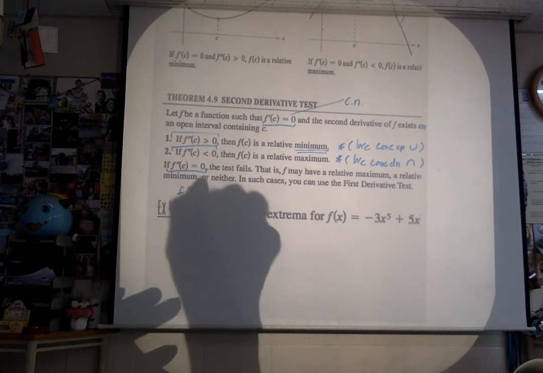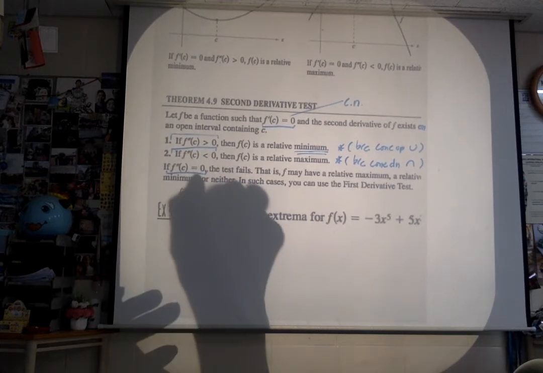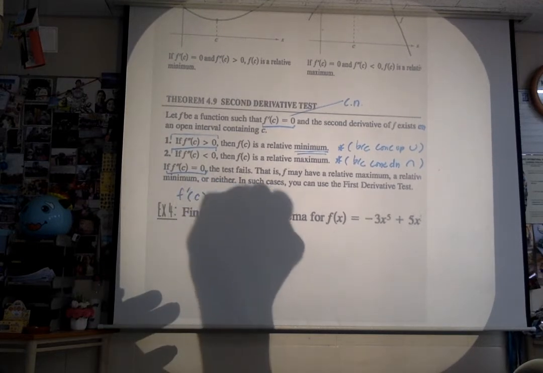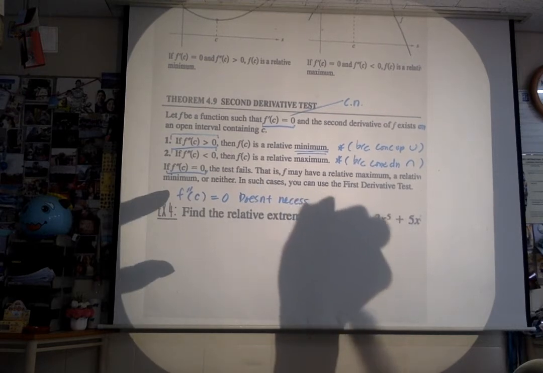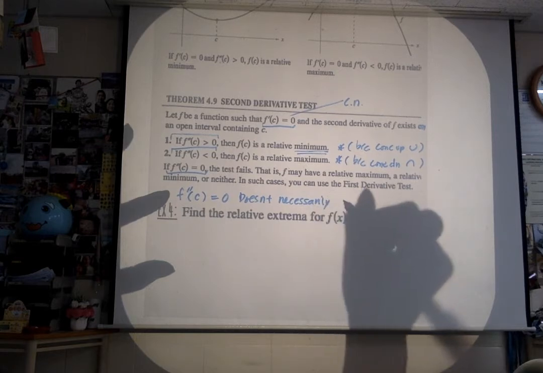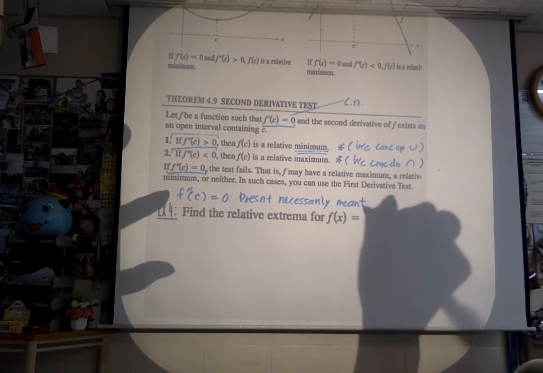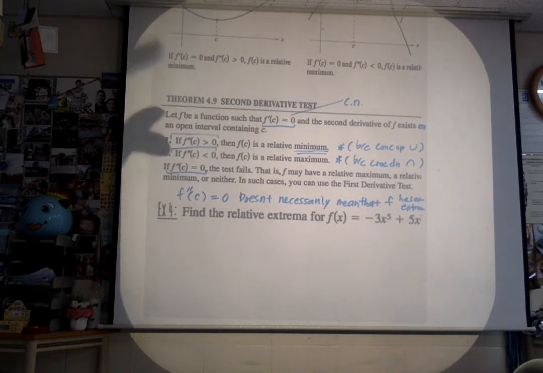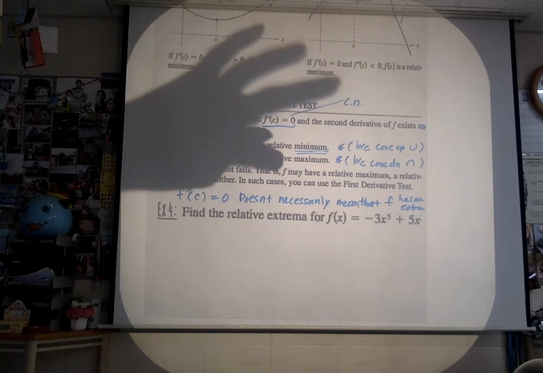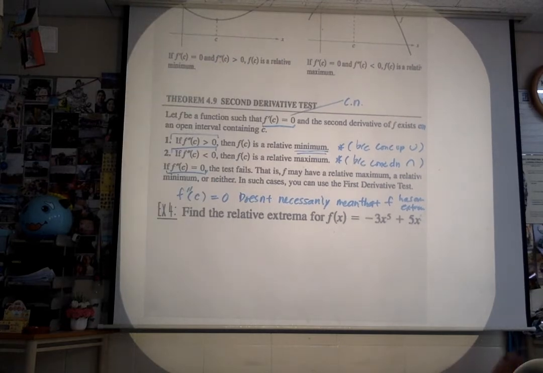Now, to be honest with you, later we're going to discuss this. You don't need to know this right now, but f double prime of c equals 0 doesn't necessarily mean that f has an extrema. We're going to discuss that later. But now, let's finish this. If the second derivative of f of c is equal to 0, the test fails. That is, f may have a relative maximum or relative minimum, or neither in such cases. So just understand that.